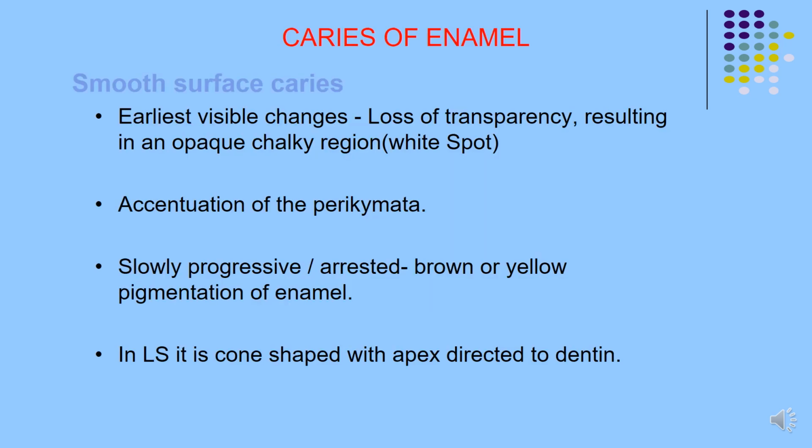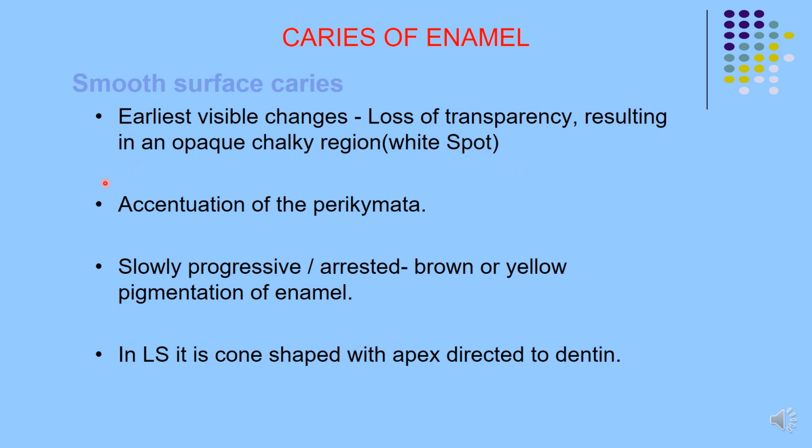Okay, so let's look at caries of enamel first. We could have smooth surface caries or pit and fissure caries. Let's look first at smooth surface caries. The earliest visible change is the loss of transparency, resulting in an opaque chalky lesion, which is also called the white spot lesion, which you are all familiar with.